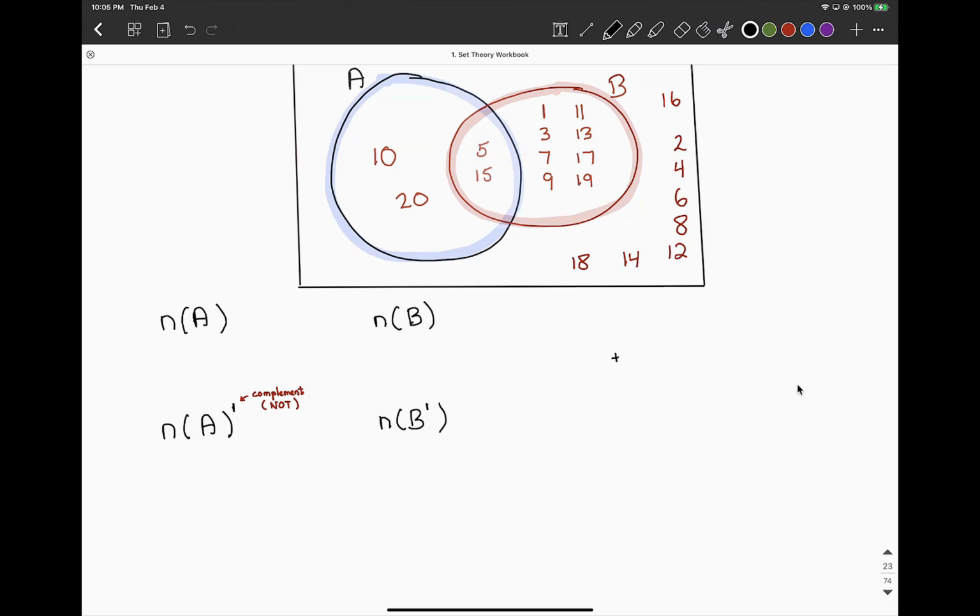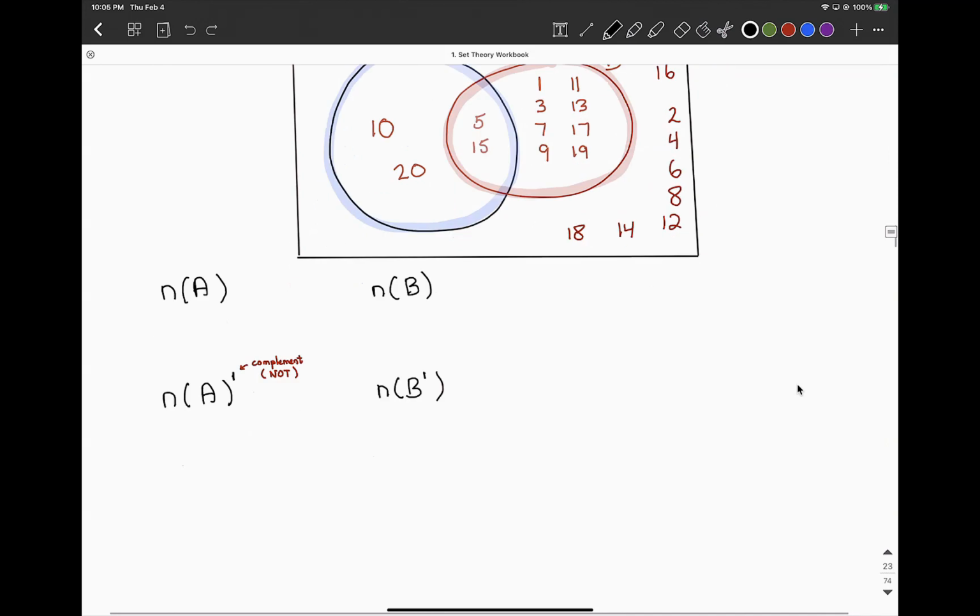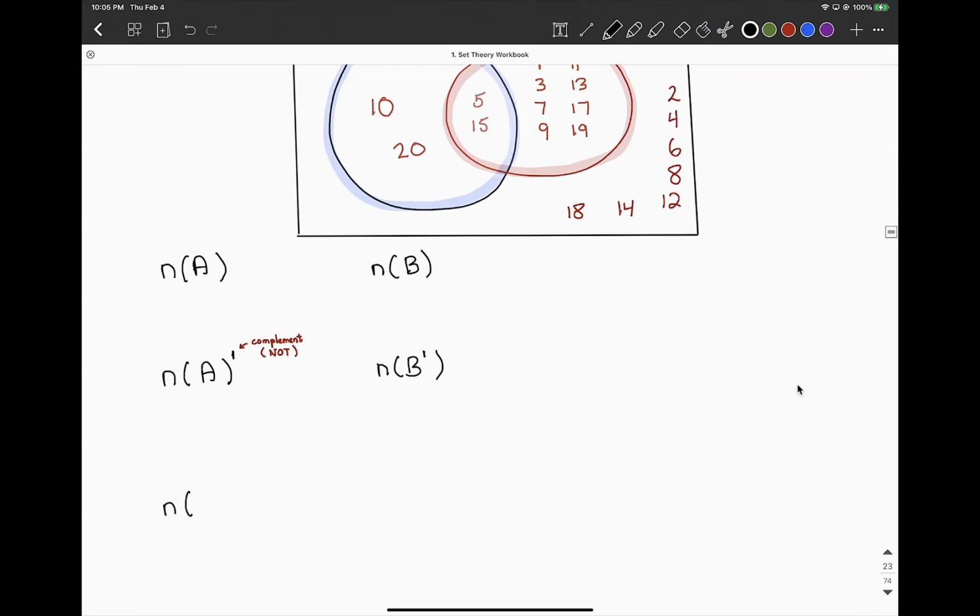And then we can get into some extra special ones here. And I'll just use words here. How many things are in A and B? How many things are in A or B? Giving you a couple things to think about right off the get-go.